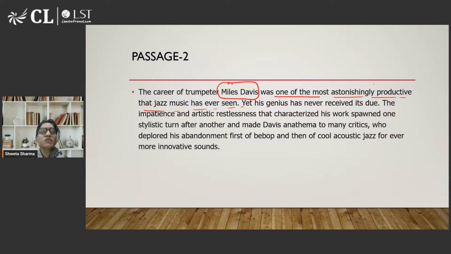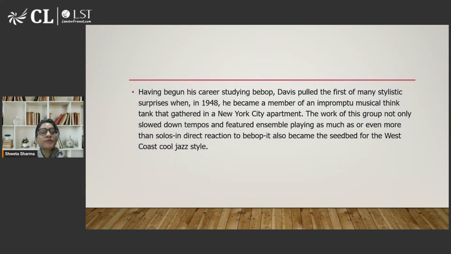He was one of the most astonishingly productive that jazz music has ever seen, yet his genius has never received its due. The impatience and artistic restlessness that characterized his work spawned one stylistic turn after another and made Davis anathema to many critics who deplored his abandonment first of bebop and then of cool acoustic jazz for ever more innovative sounds. Having begun his career studying bebop, Davis pulled the first of many stylistic surprises when, in 1948, he became a member of an impromptu musical think tank that gathered in a New York City apartment.